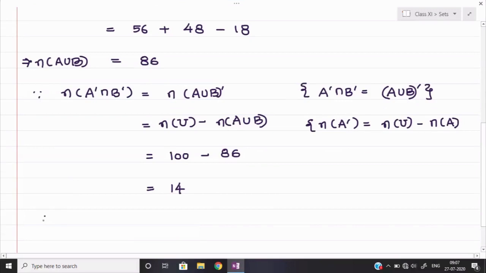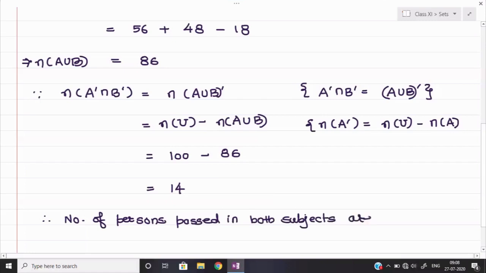So we can say that therefore the number of persons passed in both subjects are 14%.